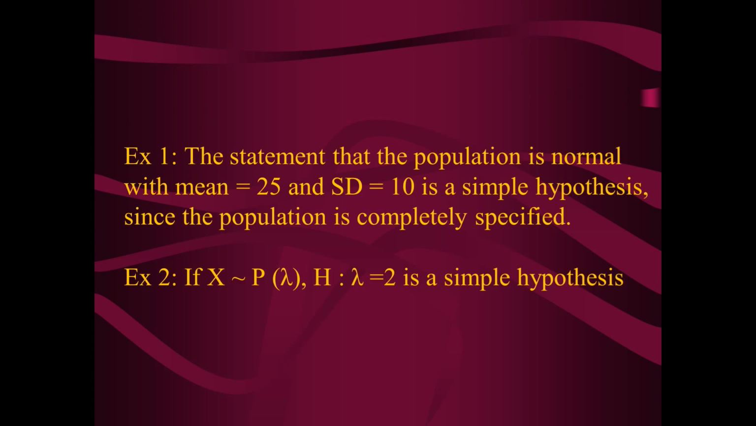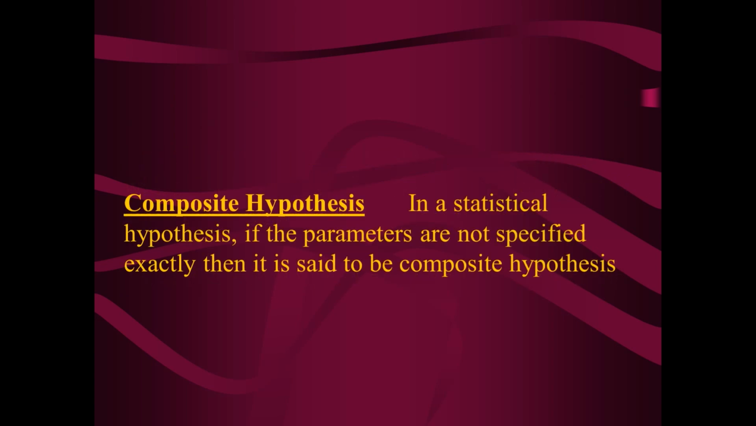To give another example, if X follows Poisson with parameter lambda, a hypothesis that lambda equal to 2 is a simple hypothesis. Whereas a composite hypothesis is a statistical hypothesis in which the parameters are not specified exactly.